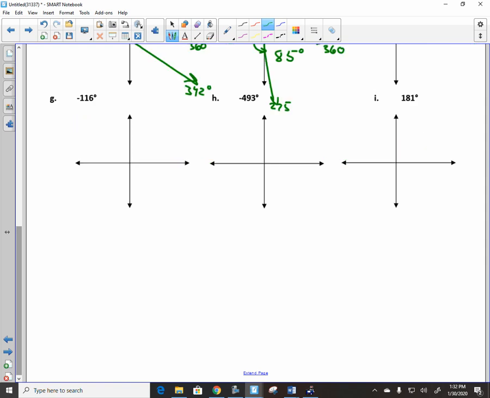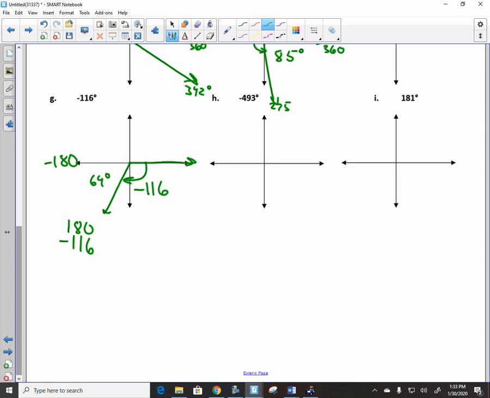Negative 116. That's going to be right here. So if this is negative 116, the question is, how many more degrees do I have to turn to get to 180? Well, that would be whatever 180 minus 116 is, which is 64 degrees. An acute angle, your answer will always be positive. It will always be between 0 and 90.